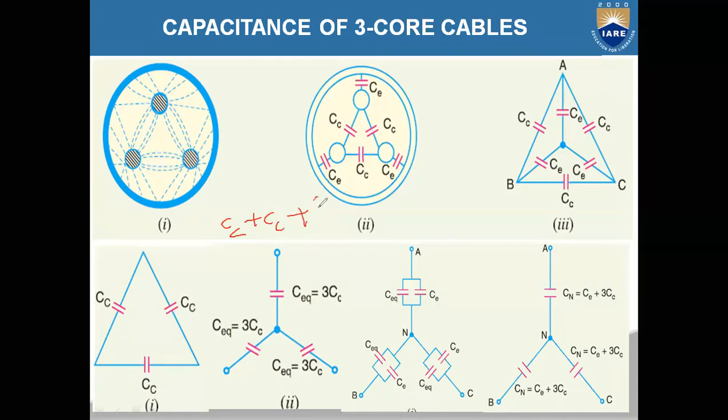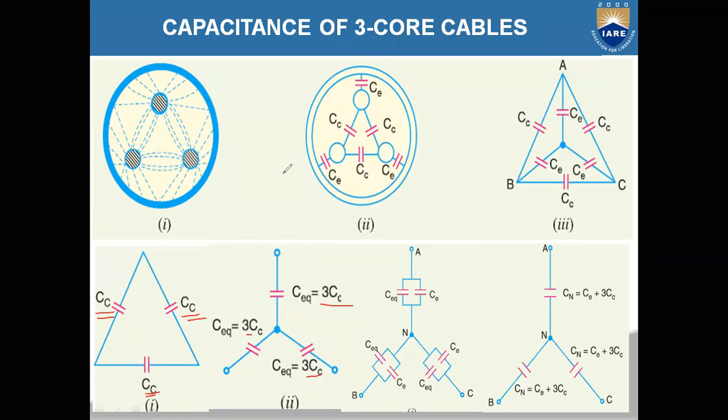CC plus CC into CC by CC. Okay, CC will get cancelled, so that equivalent capacitance will be 3 CC. So in star connection, all the capacitances will be 3C value only. Why? Because in delta connection also, all sides will be having the same capacitance. So when you convert the capacitances connected in delta to star, the star capacitances will be 3 times the delta connected capacitances.